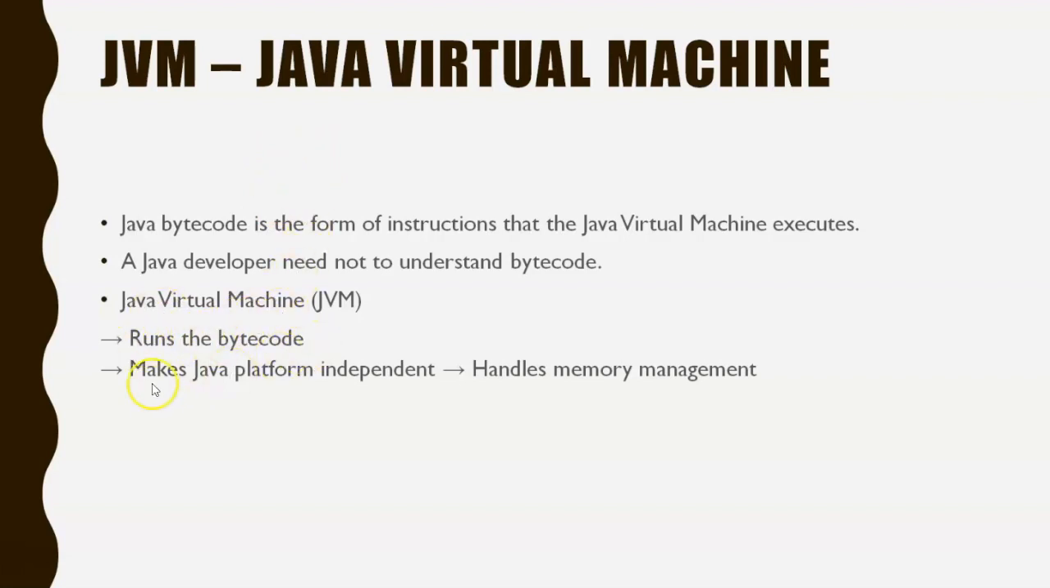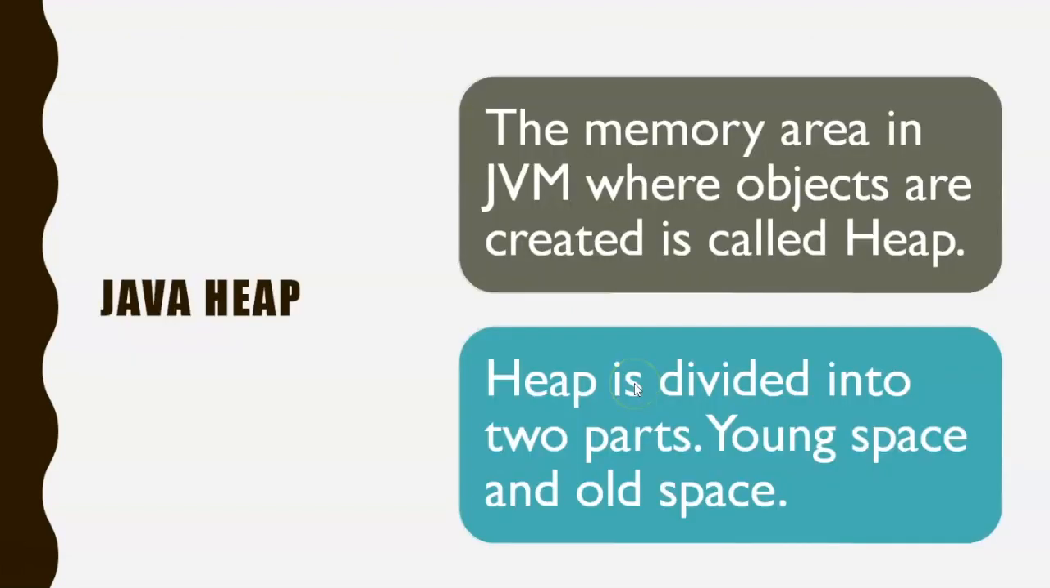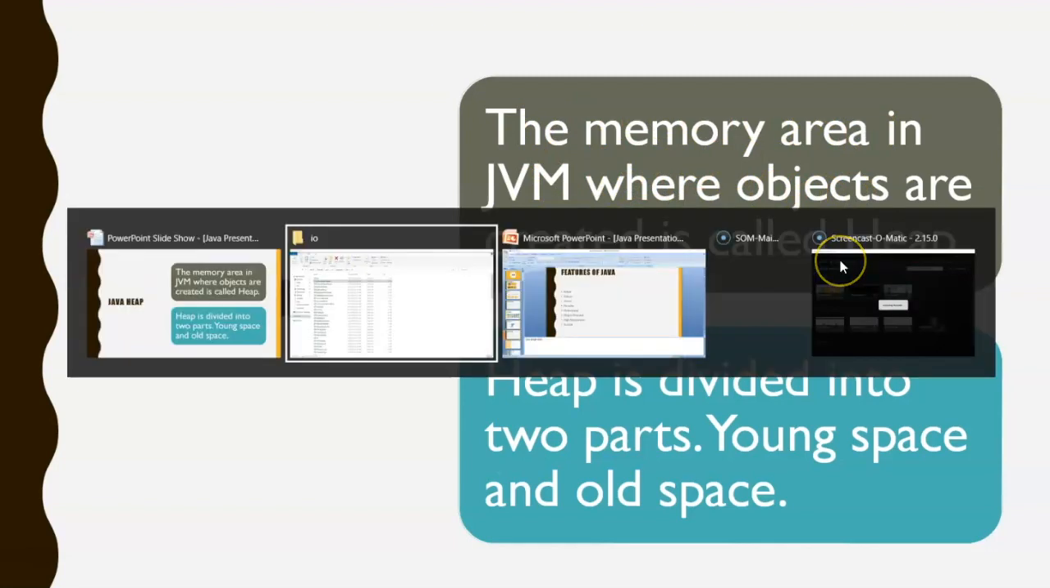And JVM runs the bytecode, which makes Java platform independent, because in every machine like Windows, Mac computer or Linux computer, we have the JVM, and that takes care of the execution. And it also handles the memory management. We will see soon what is memory management. Okay. And we have Java heap, which means the memory area in the JVM where objects are created is called heap. Okay, let's see how to understand that.